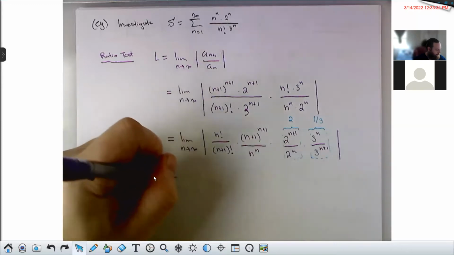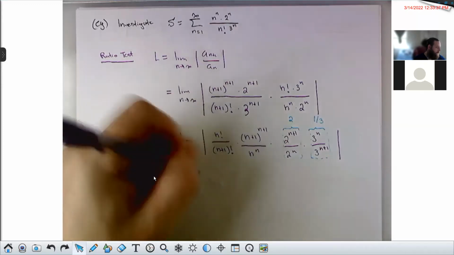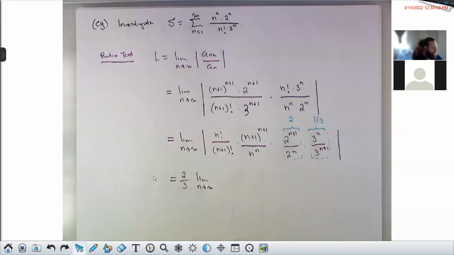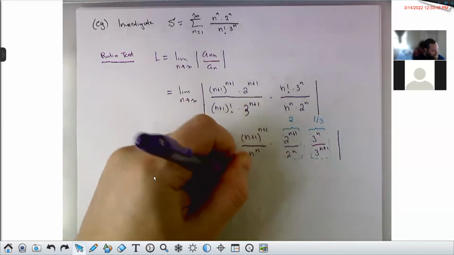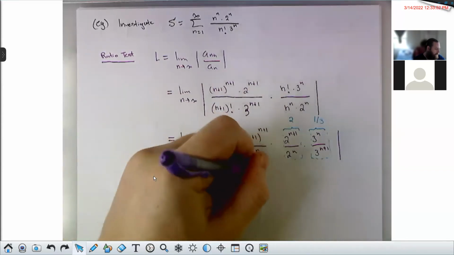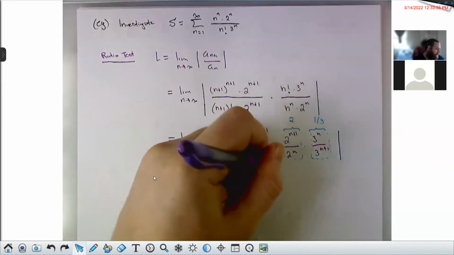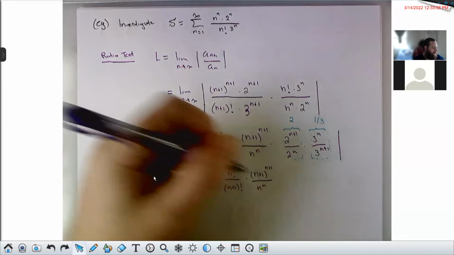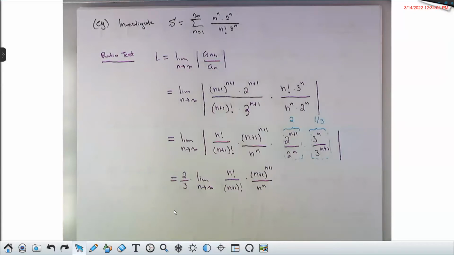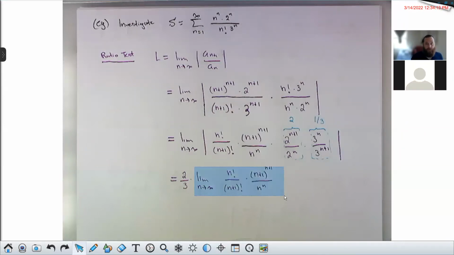That can come all the way out of my limit. Let's pull him out. Everything here is positive, so I can get rid of the absolute values at this stage also. And I have just the n factorial over n plus 1 factorial times n plus 1 to the n plus 1 divided by n to the n left. And this limit is not an easy limit. But I'll walk you through it. And there are other similar limits that you're going to have to work through in the homework and potentially on the test. So pay careful attention to what we do here.